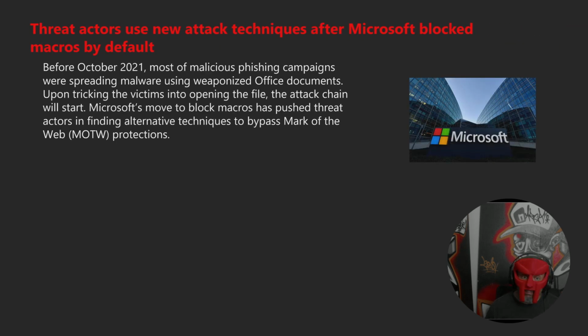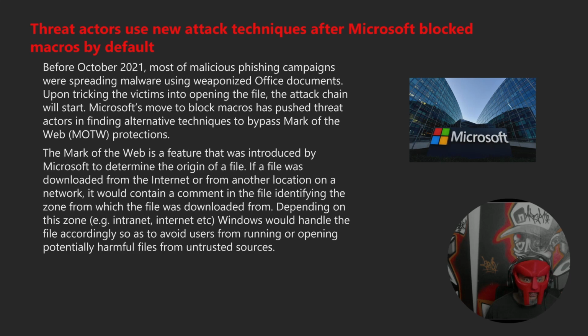Before October 2021, most malicious phishing campaigns were spreading malware using weaponized Office documents. Upon tricking the victims into opening the file, the attack chain would start. Microsoft's move to block macros has pushed threat actors into finding alternative techniques to bypass Mark of the Web, or MOTW, protections.